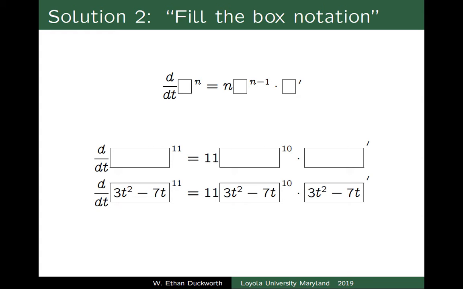That last formula has box of 3t squared minus 7t prime, and that means we still need to take that derivative. I haven't taken it yet, that's why the prime is still there. Once I take the derivative, I will not write the prime. Okay, so one more step, I'll write that out, and you have 11 times 3t squared minus 7t to the 10th times 6t minus 7. We're at that last step. I took the derivative, and of course I stopped writing the boxes.